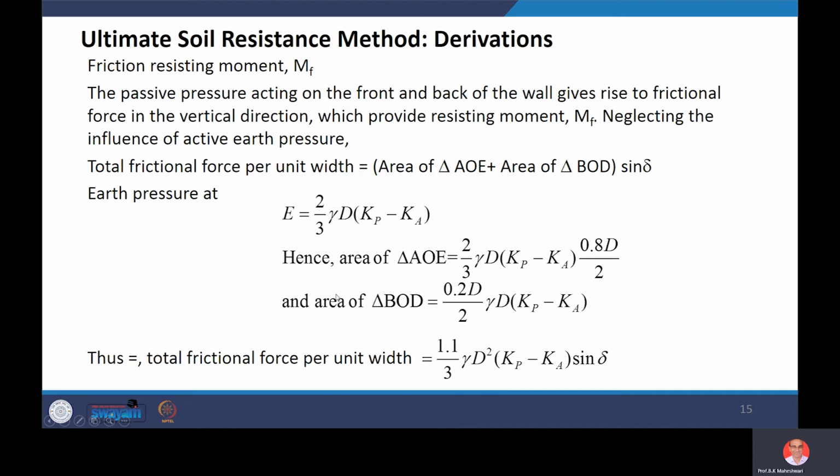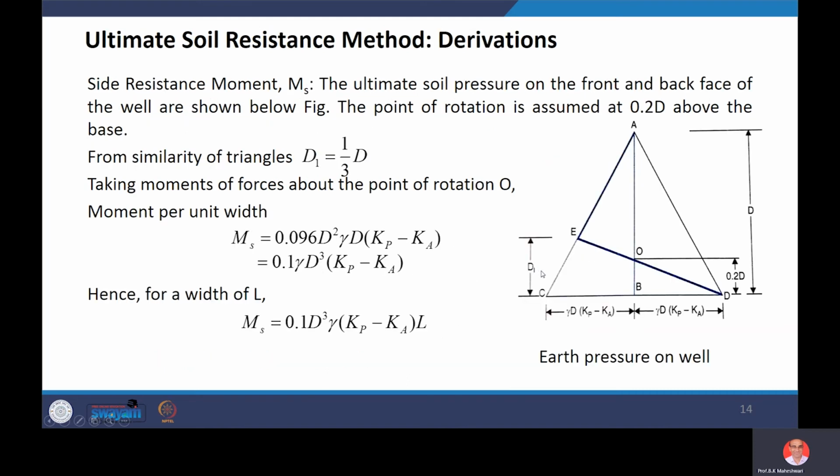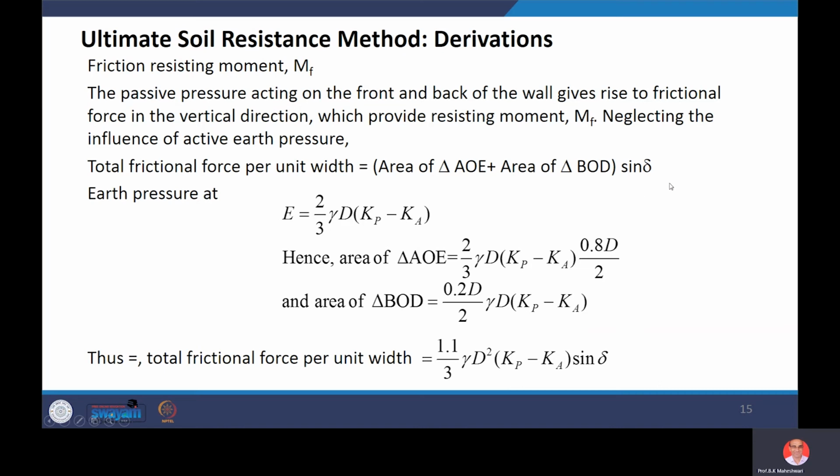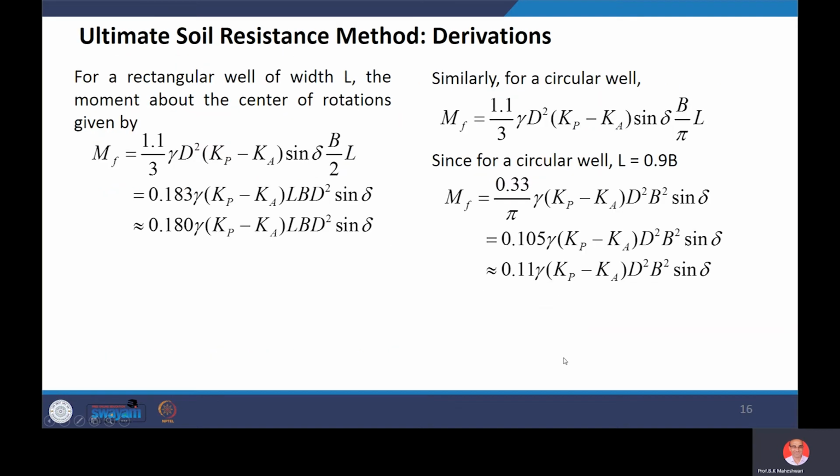To calculate the value of MF, the total friction force per unit width is the area of triangle AOE shown here plus the area of triangle BOD, multiplied by sine delta. So all the numbers have been put here, and finally the total friction per unit width is calculated in this equation, and we get this for a rectangular well of width L. The moment about the center of rotation is given by this relation, 1.1 by 3 gamma d kp minus ka, by 2. Once you simplify it, you get 0.183, roughly 0.180 gamma kp minus ka L d square sine delta.